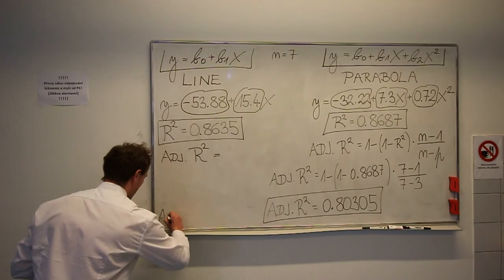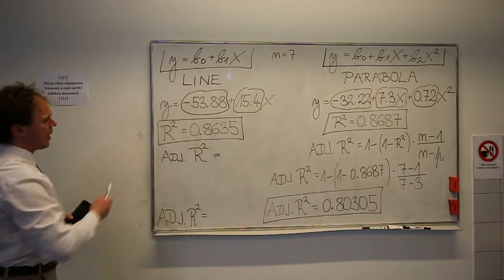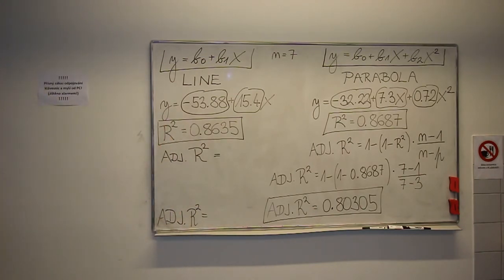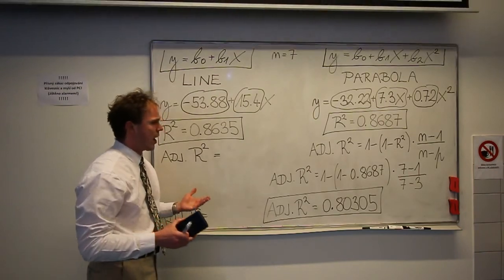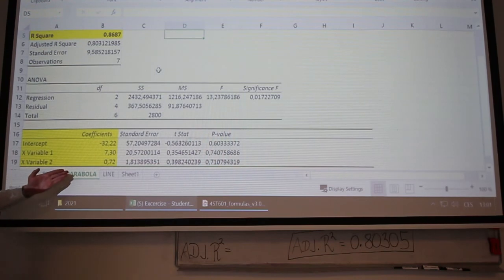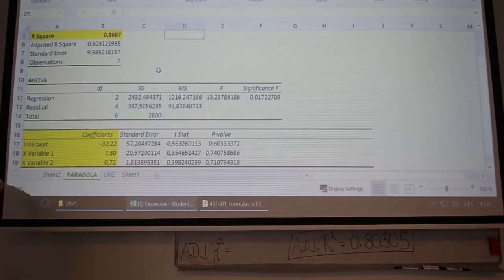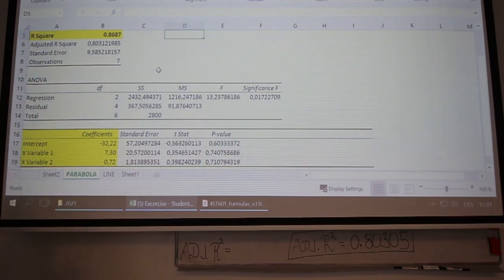and the adjusted R squared for the line we will try to find in the Microsoft Excel sheet. So I will use Microsoft Excel again, and we will try to find the adjusted R squared here. Okay, can you see this window? This is the parabola. From the parabola we rewrote the R squared on the whiteboard, and below this R squared the adjusted value of R squared is calculated.